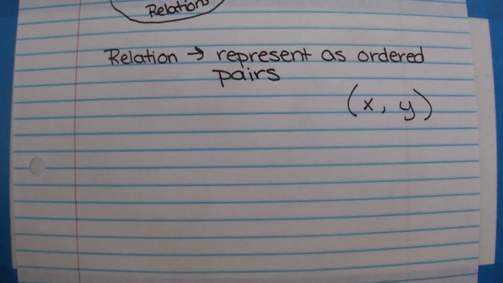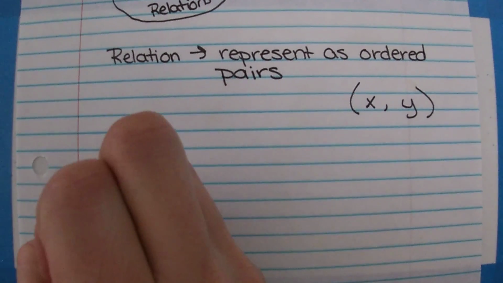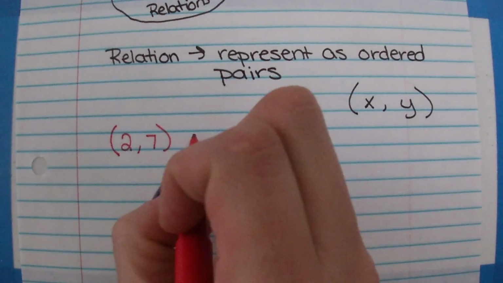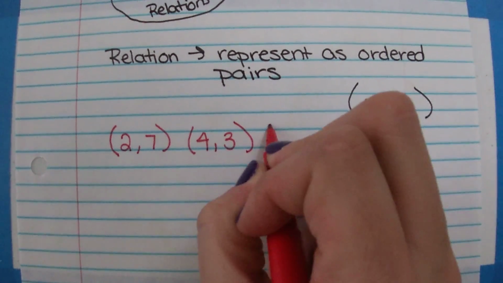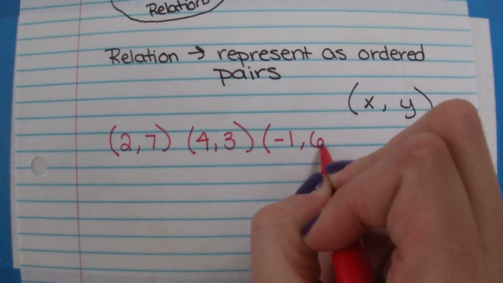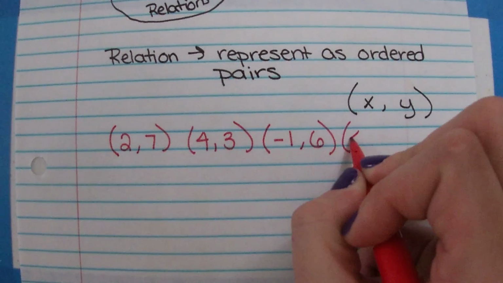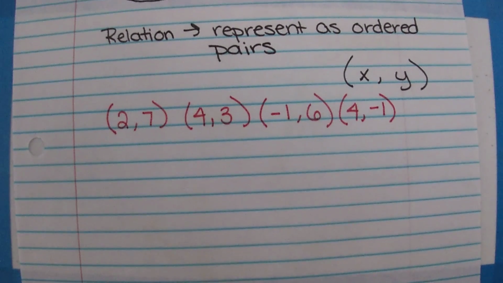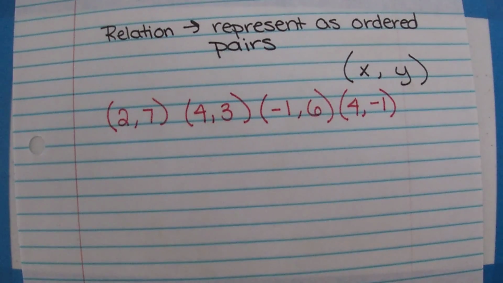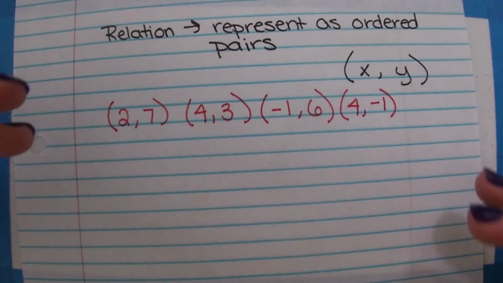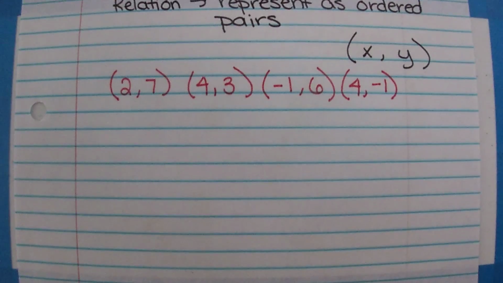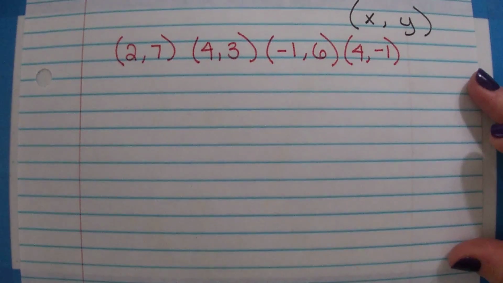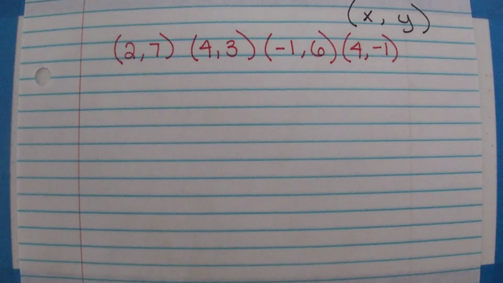Okay, so maybe we decide we want to do some representations of ordered pairs, and I'm just totally making these up. Okay, and this is going to be our information. We should then understand that we can represent this information in several different formats. Option 1, obviously, is that we can represent it as ordered pairs. Option 2 is that we can take this information and represent it in a table.